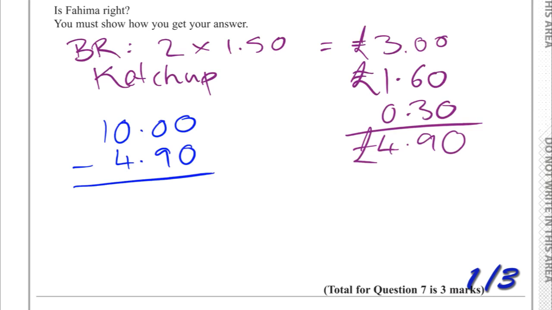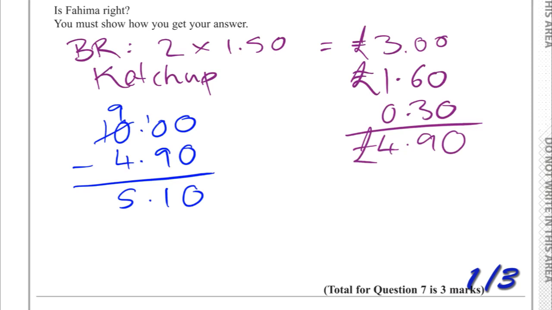Otherwise, subtracting 0 take away 0 is 0. We need to do 0 take away 9, which we can't do, so we're going to steal 1 from the next numbers, meaning 10 take away 9, which is 1, and 9 take away 4, which is 5. So the sausages must cost £5.10.